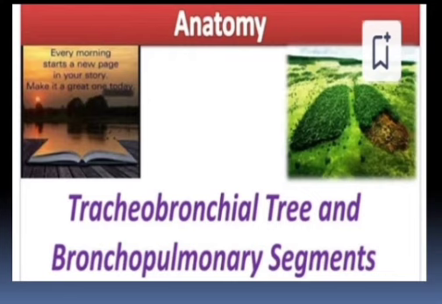Alright? So, the tracheobronchial tree or bronchopulmonary tree. When you hear of anatomy of the respiratory system, think of the tracheobronchial tree.